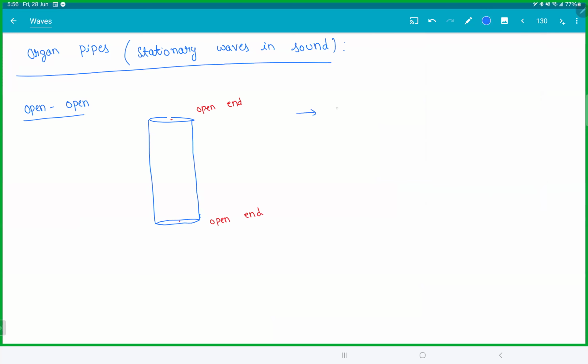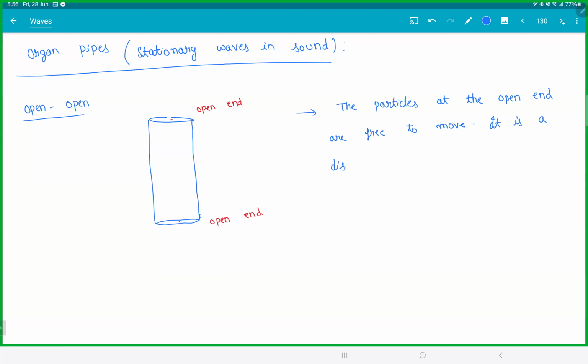So the first thing, the particles at the open end. If there is any particle exactly at the open end, it is free to move. It is not bounded. Basically, it's like a free end. Therefore, the open end is a displacement antinode.